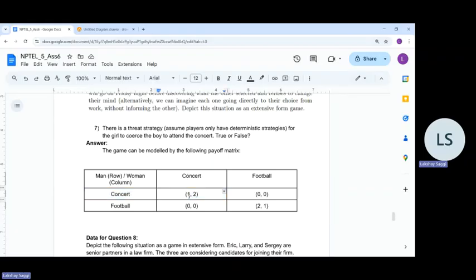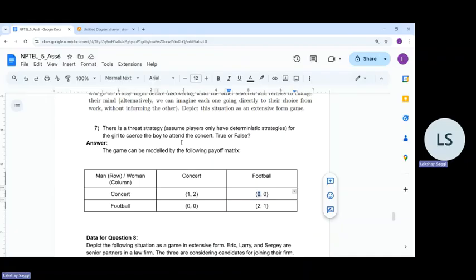Because then the man will think, okay, the other person is maybe playing irrationally, whatever happens, the other player is going to the concert. And then the man will really have to follow suit and go to the concert so that his payoff is 1 instead of 0. Note that going to football is not a threat, because then the man will prefer football anyways over concert. And the woman wants to give a threat to coerce the boy to attend the concert.